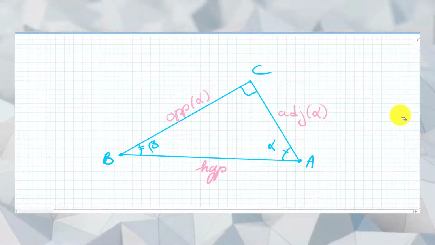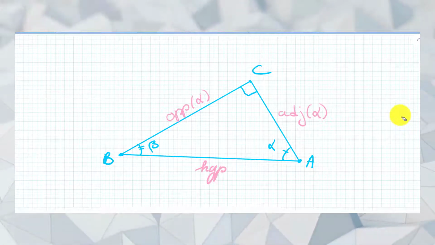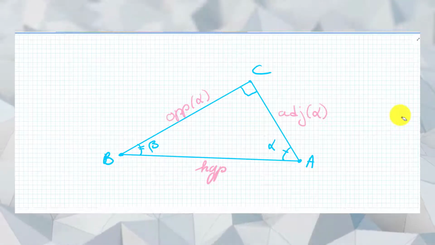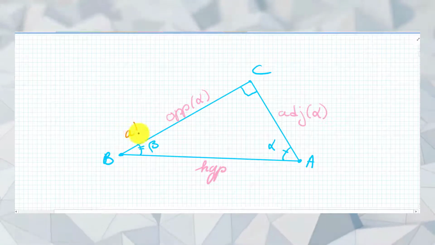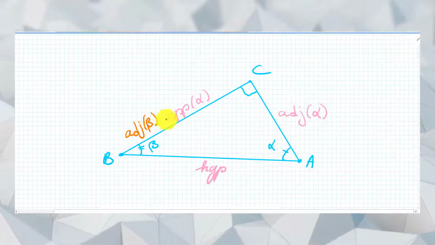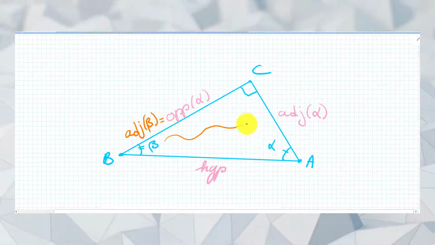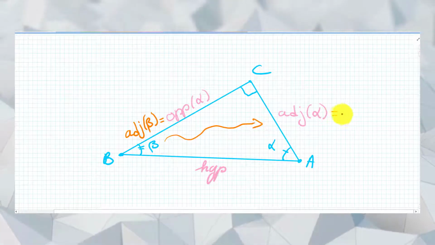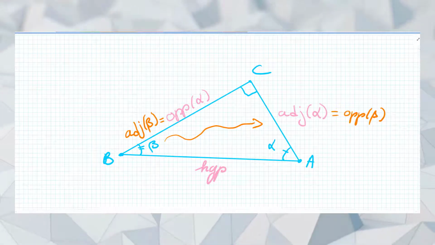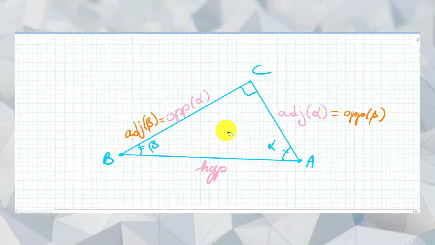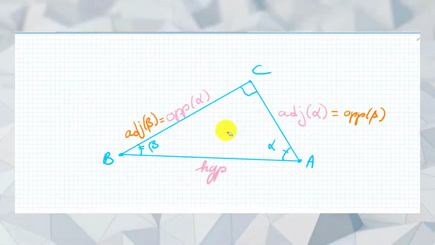But there is also another angle in the triangle, and that's the angle beta. If I use similar terminology, but now for the angle beta, what can I write? Well, the side next to beta that is not the hypotenuse is called the adjacent side of beta, and we see that it's the same as the opposite side of alpha. The side opposite beta is called the opposite side of beta, and we can see that it is the same as the adjacent side of alpha. Let's remember these relations. We will need them to state one of the first properties of the trigonometric functions.